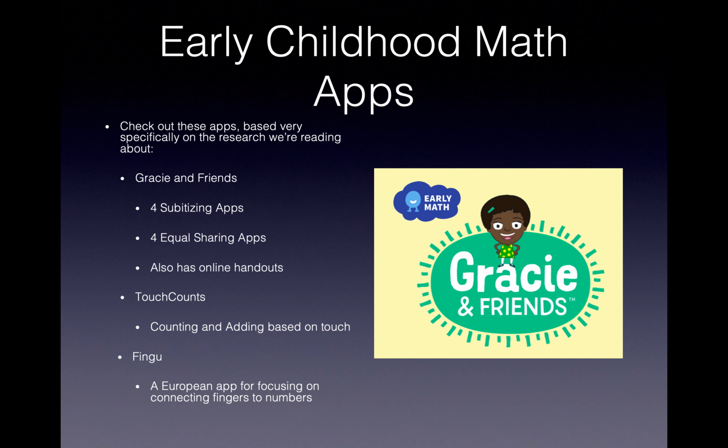There are some great applications that we can use that have been built specifically around the research that we've been reading. One of those is Gracie and Friends. In Gracie and Friends, there are 4 apps that are all about subitizing, so just recognizing specific quantities and matching. And then there are also 4 apps on equal sharing, which we'll get into a little bit more as we talk about partitioning, but those are about decomposing, constructing, and making sure that everyone has equal amounts. The great thing about Gracie and Friends apps is all of them have online handouts for classroom use.